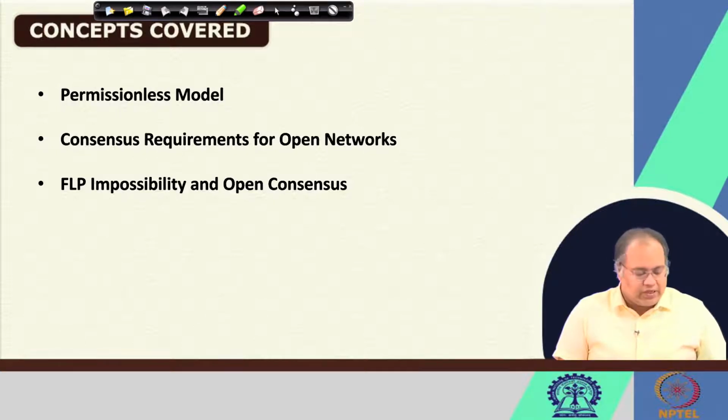To proceed further, today we are going to have a broad overview of the permissionless model and how it works. Then we will see the consensus requirements for open networks, and we will discuss the different kinds of faults that may occur in an open network. And finally, we will look into the FLP impossibility. We will reiterate the FLP impossibility in the context of a distributed system, and then we will see how it is applicable in the context of an open consensus mechanism.